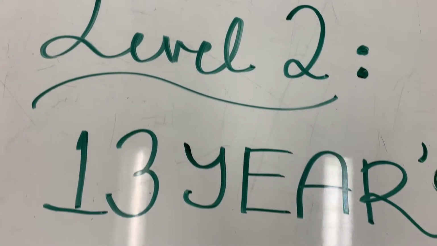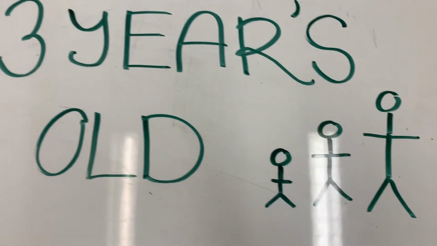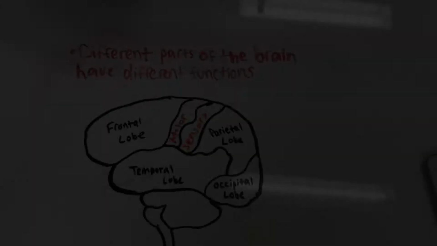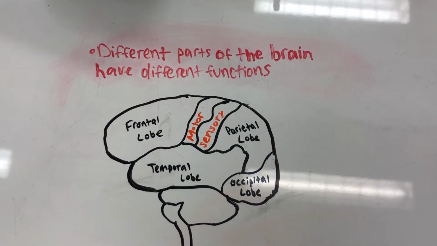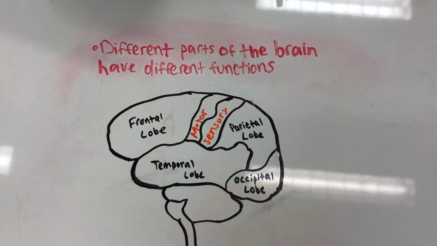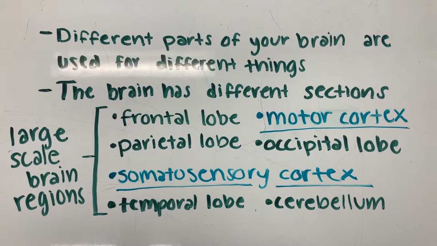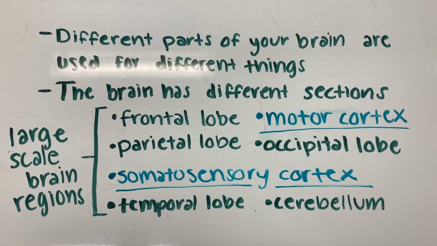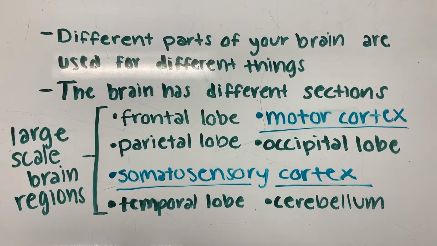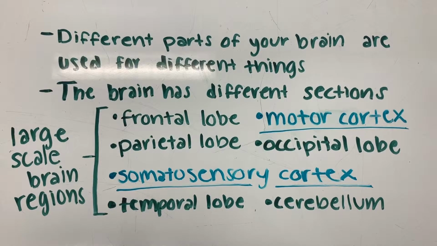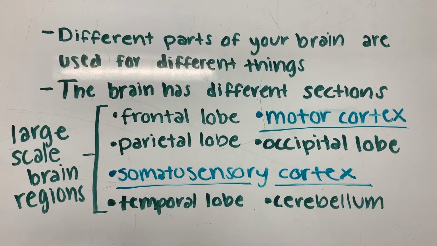Next, we will explain the homunculus to a 13-year-old. Here's a diagram of the different parts of the brain. Different parts of your brain have specific functions for your body. Some parts of the brain include the frontal lobe, temporal lobe, parietal lobe, and occipital lobe. The motor cortex and somatosensory cortex are the key parts of the brain for today's topic on homunculus.